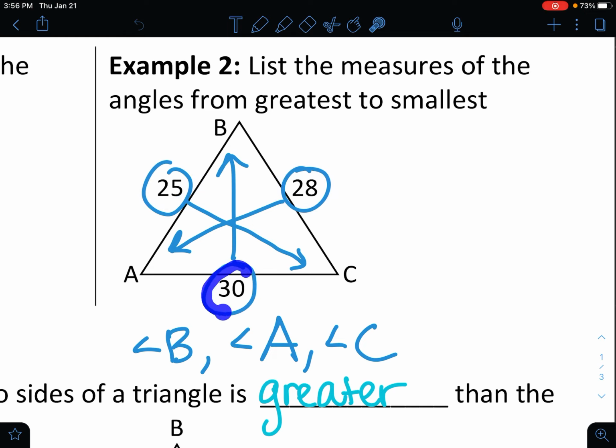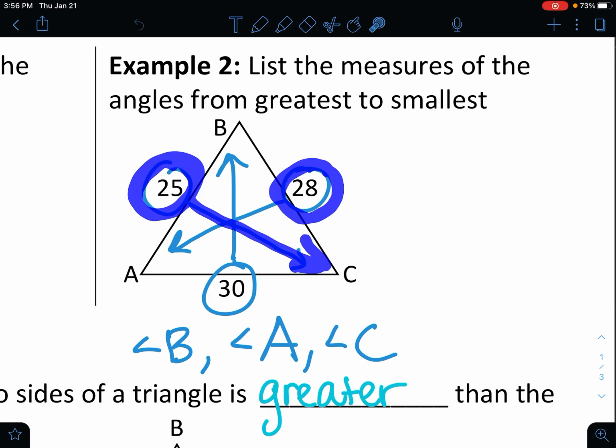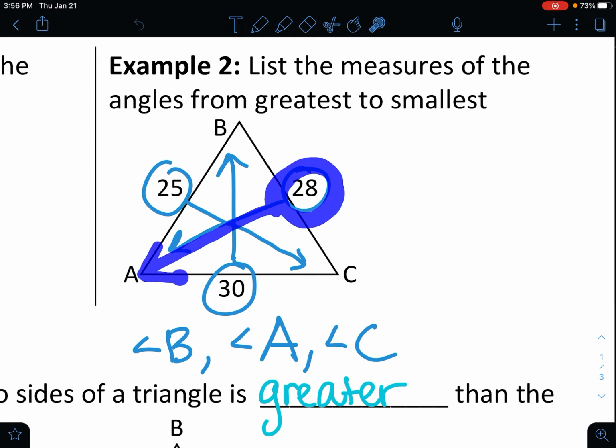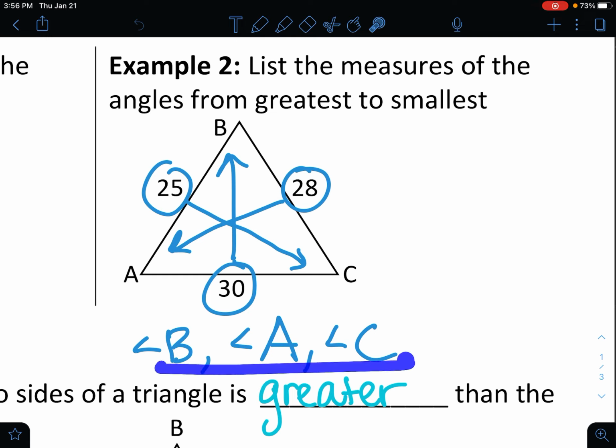So let's see. 30 is the biggest number out of all three of these numbers. So AC is the longest side, which means angle B is the largest angle because it's across from the longest side. Cool? So they match up like opposites. And then 25 is the smallest side, so that means angle C is the smallest angle. 28 is the middle side, which means A is the middle angle. And I put them in order right there.